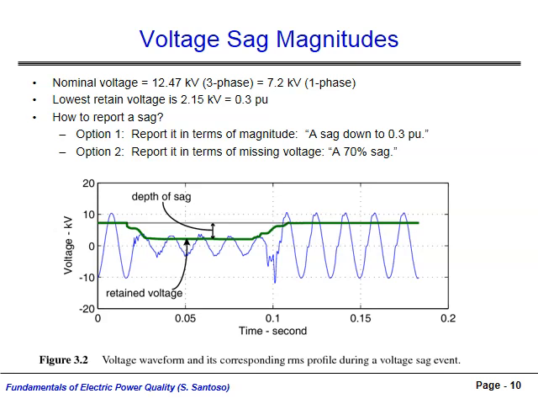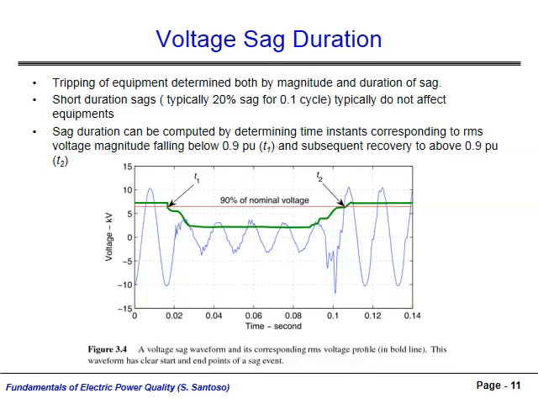In this case, the voltage experiences a 70% sag. All reported values are measured at the lowest value of the RMS voltage that occurs during the sag event. The duration of the sag is also important, as both magnitude and duration will determine the response of loads and protective equipment.